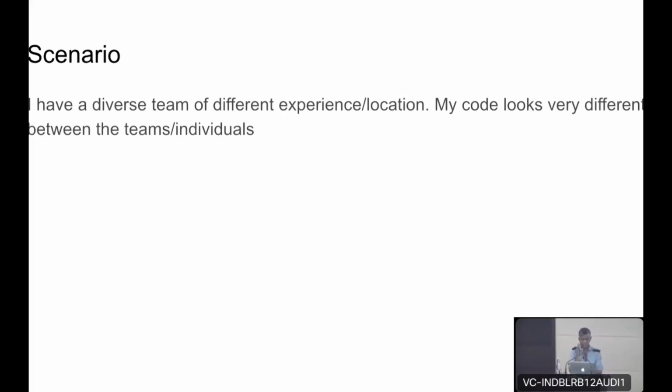Scenario number one: I have a diverse team of different experience at different places. They are located in different places. My code looks very different. An experienced person writes in one way. A skilled developer writes in another way. People from China write it in another way. People from Germany write it in another way. But I want to make sure that the code looks the same, uniform. What shall I do? Which tool will help me?